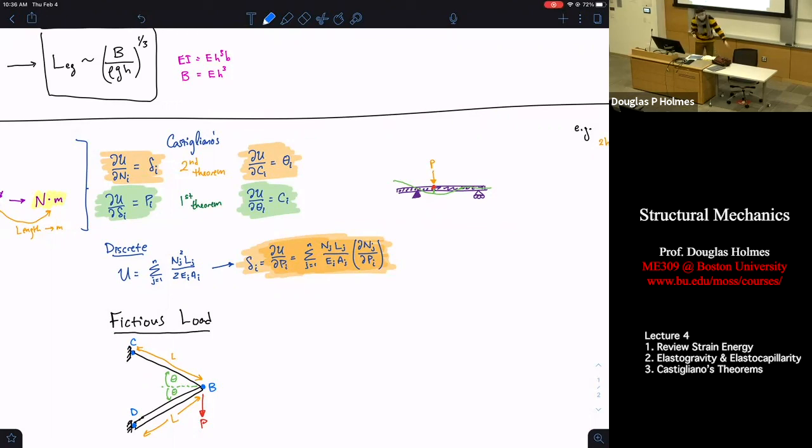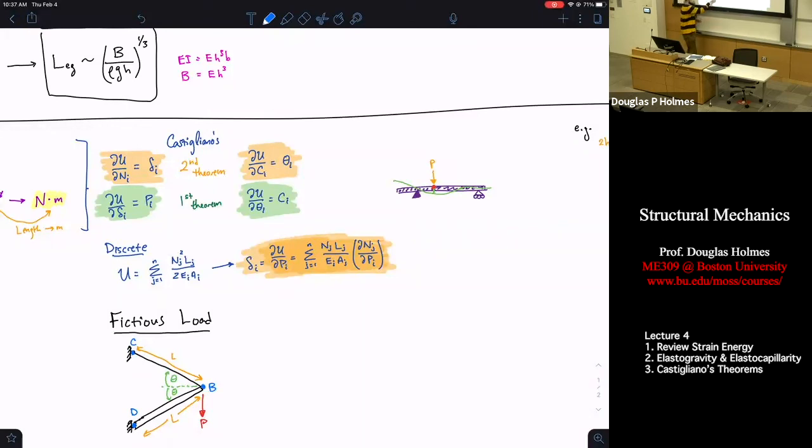So if these bars are the exact same, completely everything is the same, EA is the same, length is the same, and you were to pull down on this thing, the deflection at this point B would be straight down. However, if these bars have different EAs, so let's take this bottom one being stiffer, and you pull this thing down, this bar is going to be really hard to stretch relative to this bar. So this one is going to be able to stretch a bit. This bar is not. You're actually going to move a little bit horizontally one way or the other, depending on the ratio of EAs. Does everyone see that?